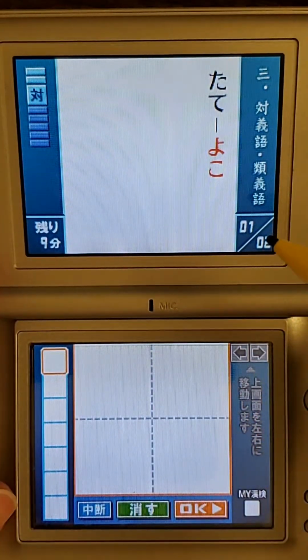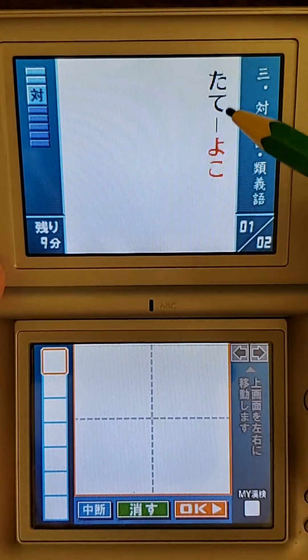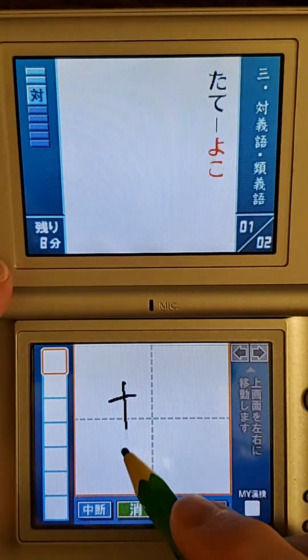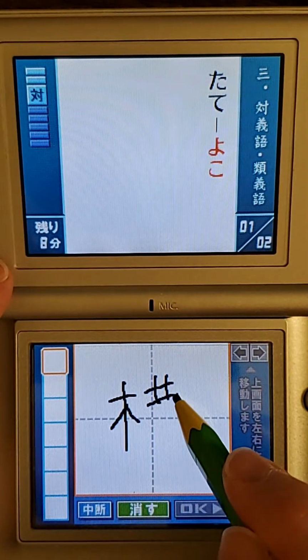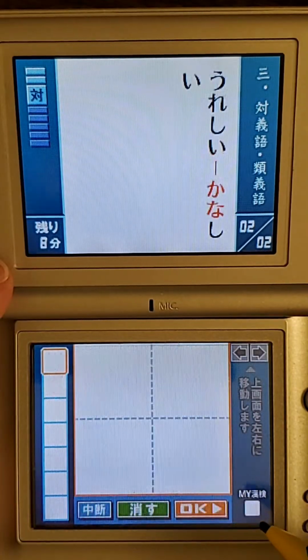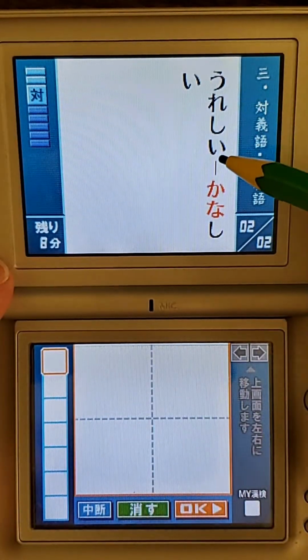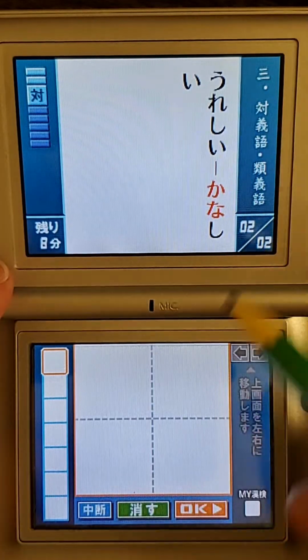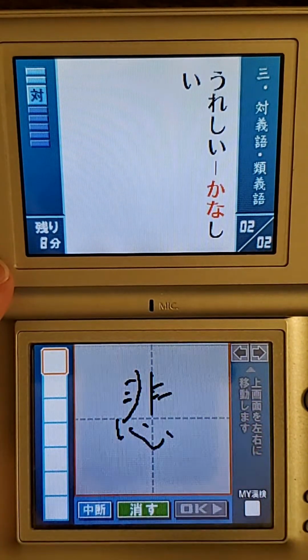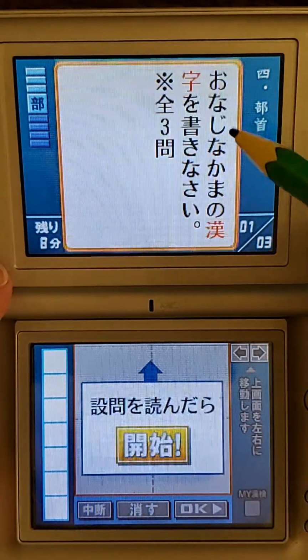Alright, now we do opposite tango. See, tate and yoko, so standing up and sideways. Yoko. What's that? Ureshi and kanashi, so happy and sad. So kanashi is this with heart, and it's kind of messy, but it works.